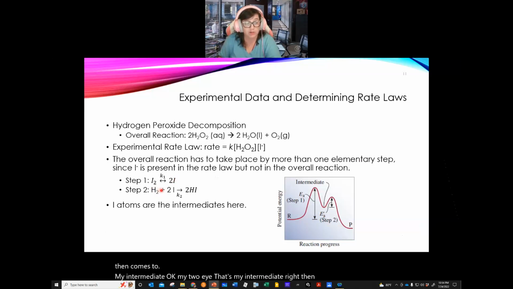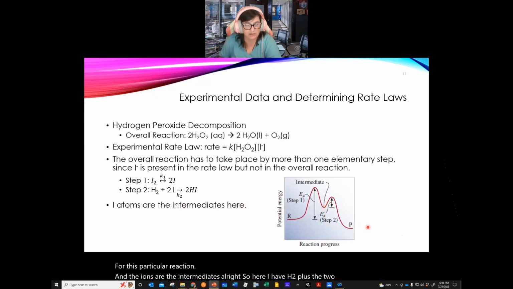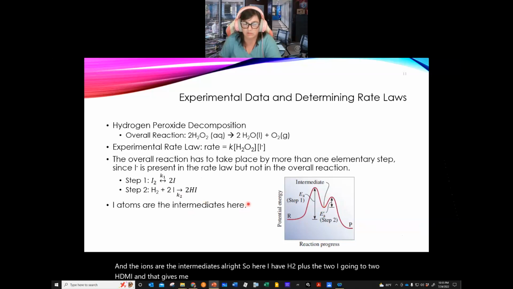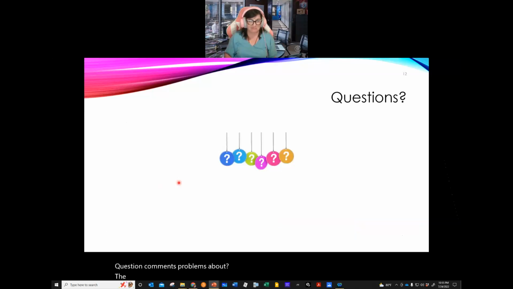Then I have H2 plus 2I gives me 2HI, all right, for this particular reaction. And the I atoms are the intermediates here, all right? So here I have H2 plus the 2I going to 2HI, and that gives me the I as the intermediate, okay? Does that make sense? Hopefully that makes sense. Questions, comments, problems about that? All right. Well, then let's keep going.